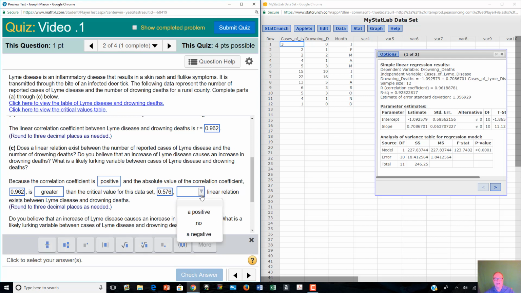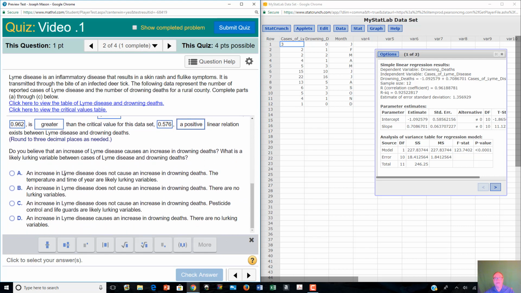And since our correlation coefficient was positive, there's a positive linear relation. Okay? Now, do you believe that an increase in Lyme disease causes an increase in drowning deaths? What is the likely lurking variable between cases of Lyme disease and drowning deaths? Well, let's think about it. Do you think Lyme disease is going to cause a lot more drownings if the increase goes up? Well, probably not. Let's see what kind of lurking variables we have.